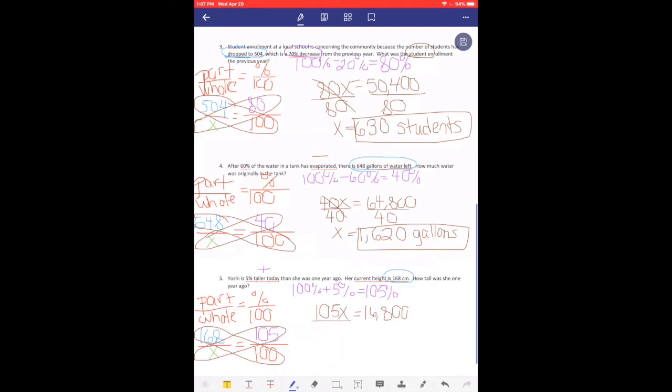I'm going to divide both sides by 105 to get x by itself. And when I do 16,800 divided by 105, I'll get 160. And in this problem, we're talking about centimeters because we're talking about how tall she is. So my unit is centimeters.